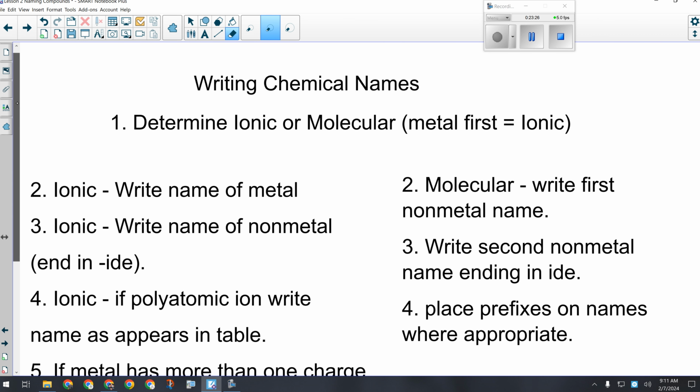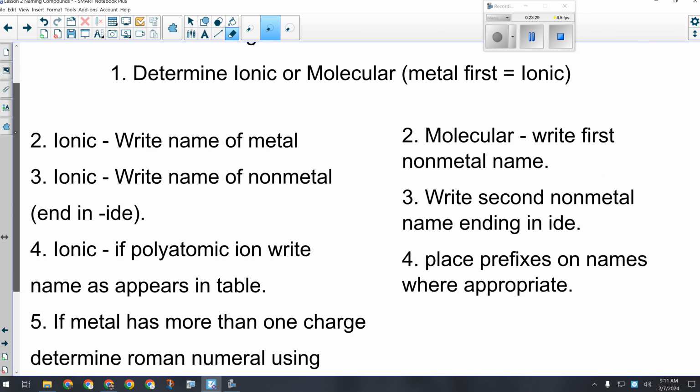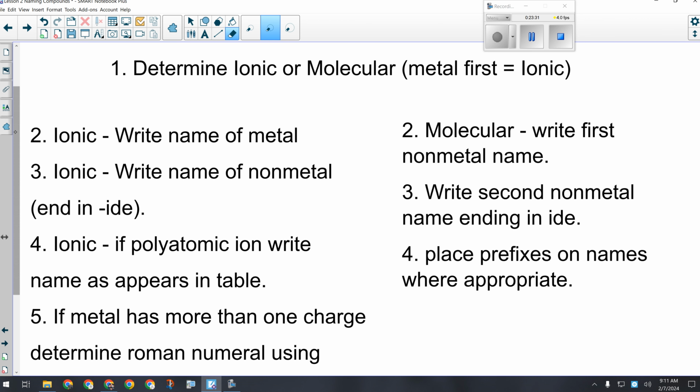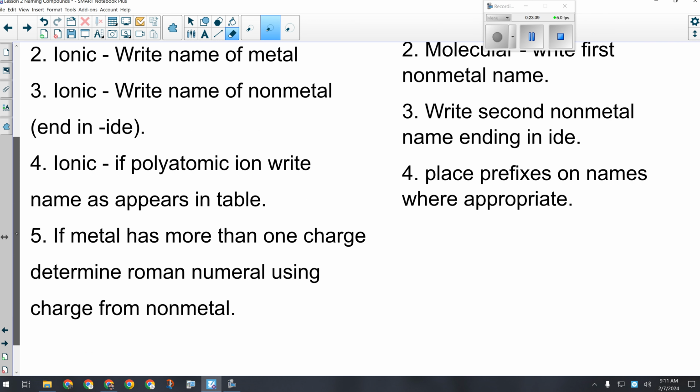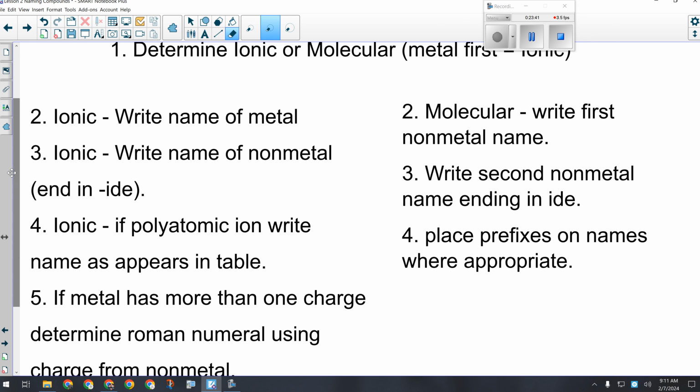Okay, so the shortcut of what you have in your notes there is this. Ionic: write the name of the metal, then write the name of the non-metal, which ends in "ide." That's for the naming. And then if it's polyatomic, write it as it appears. So that's just the shortcut.